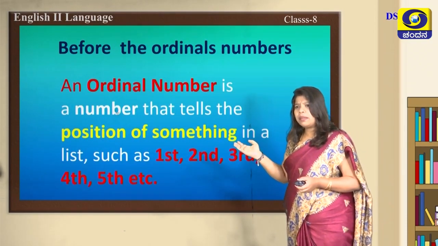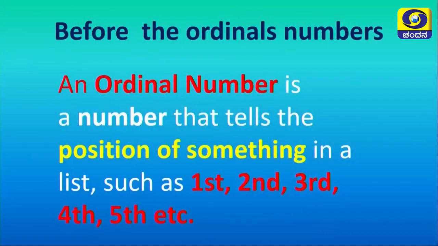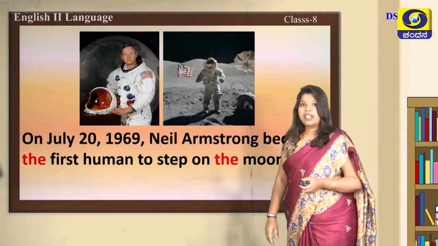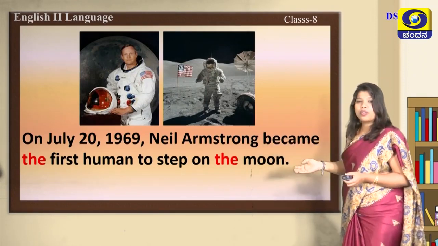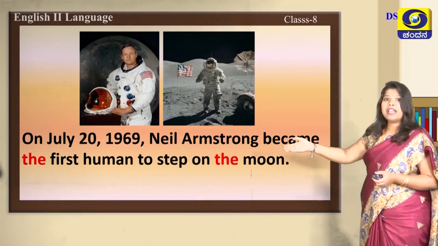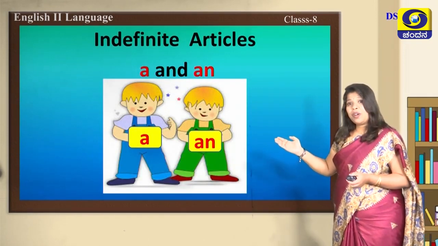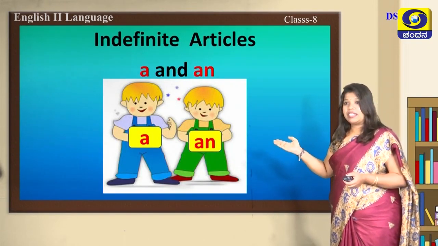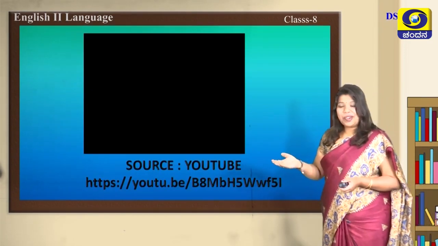Now, what are these ordinal numbers, children? An ordinal number is a number that tells the position of something in a list such as first, second, third, fourth, fifth, etc. For example, look at this. He is Neil Armstrong, right? On July 20th, 1969, Neil Armstrong became the first human to step on the moon. Next, as we saw, we shall see the indefinite article a and an. Now, watch this video and come back.